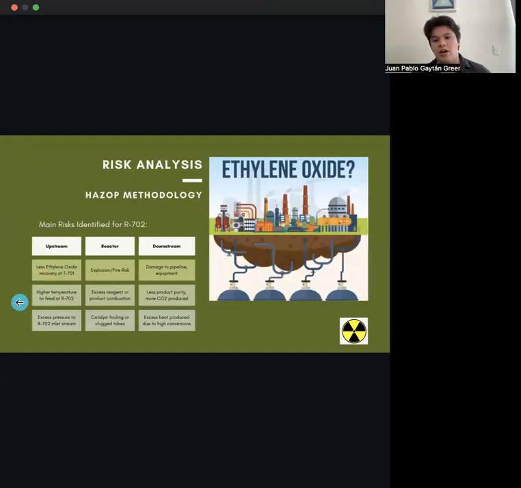For example, in the upstream, identifying reactor number 702, the risks could be less recovery of ethylene oxide, higher temperature feed, and excess pressure. In the reactor itself, there could be some explosion risk, excess of reagent or product combustion, and catalyst fouling from clogged tubes. And lastly, in the downstream, there could be damage to the pipeline equipment, less product purity, and more CO2 produced with the excess production due to the high conversions.